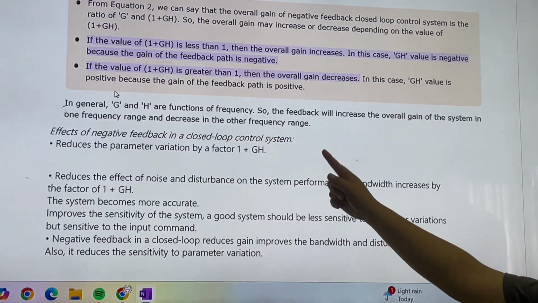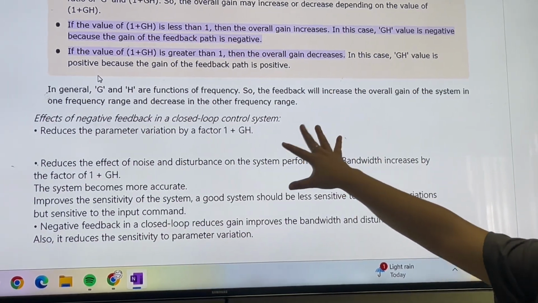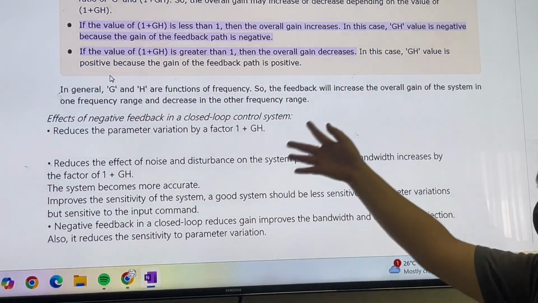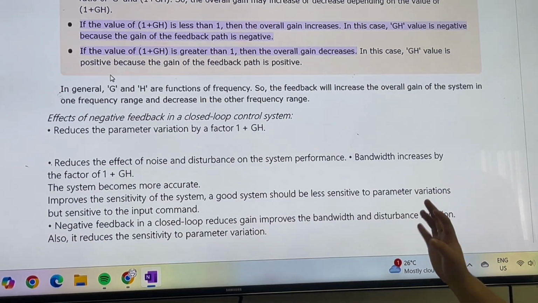Now, we have effects of negative feedback in a closed loop control system. I think ako ni siyang pabantay mo lahi ang phone. Lahi ni siyang reference. Ang buti, kunin ko ang reference. Ako na lang i-paste. Last year pa ni good.